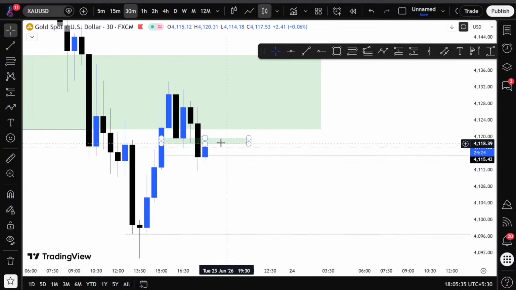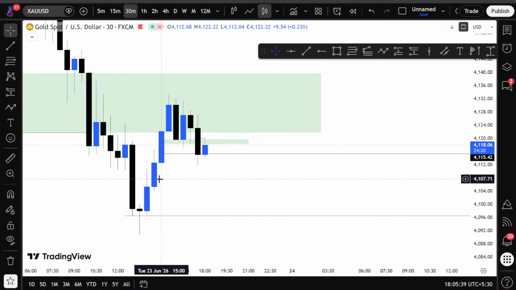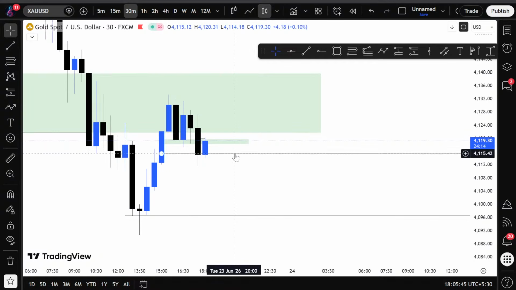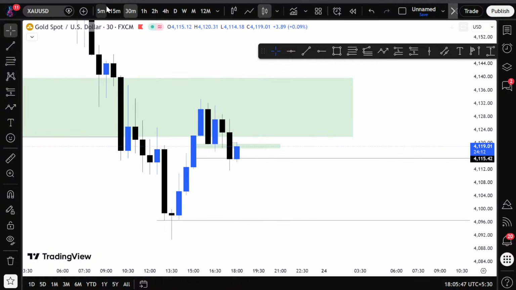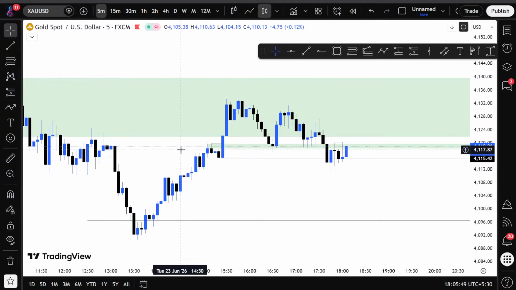30 minute is bearish, but you cannot short it here. This demand is still here. Breakup, which is holding it. 5 minute is not breaking this bullish structure.